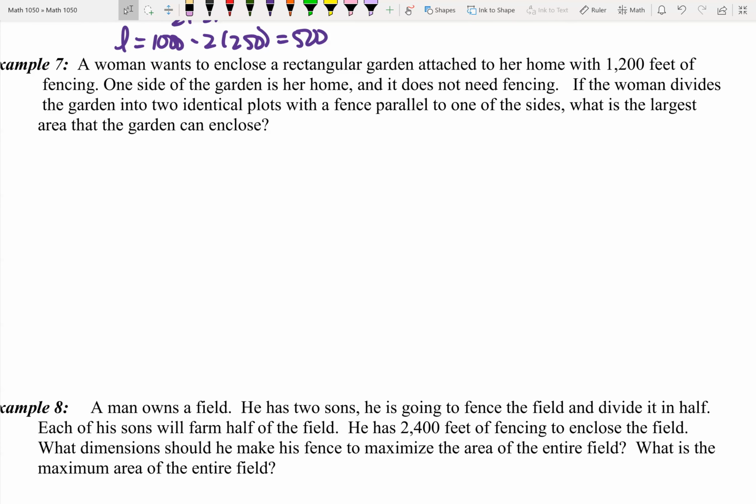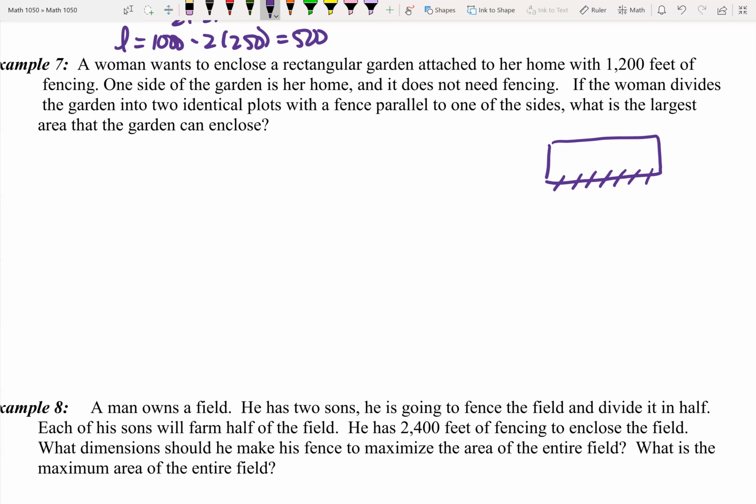A woman wants to enclose a rectangular garden attached to her home. So let's start drawing the picture. There's your garden, and there's her home. You don't have to label home. Just get rid of that side. She has 1,200 feet of fencing. One side of the garden is up against her home, and she doesn't need it. The woman's going to divide it into 2 identical plots.